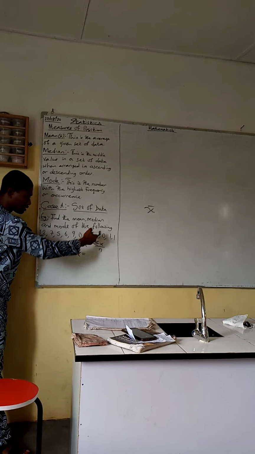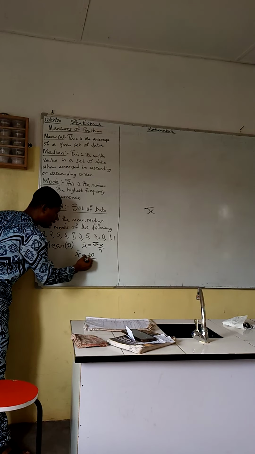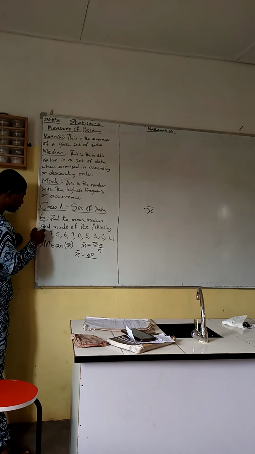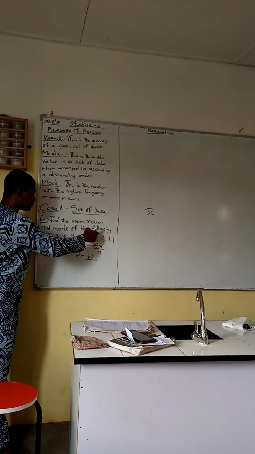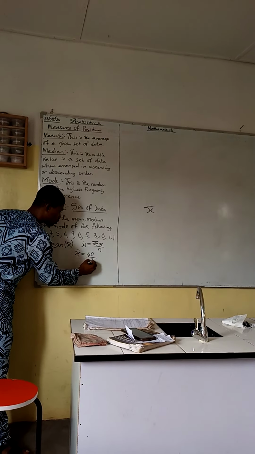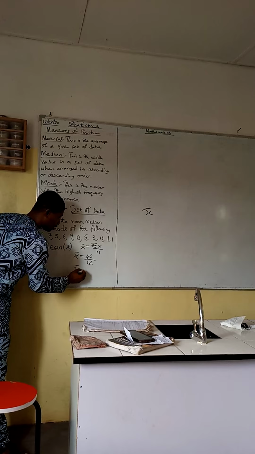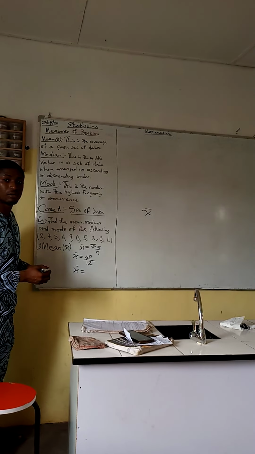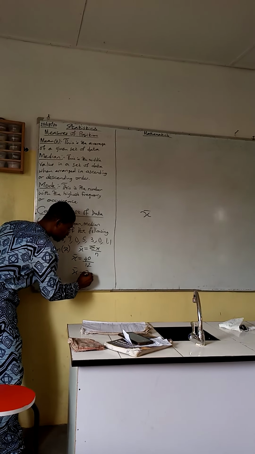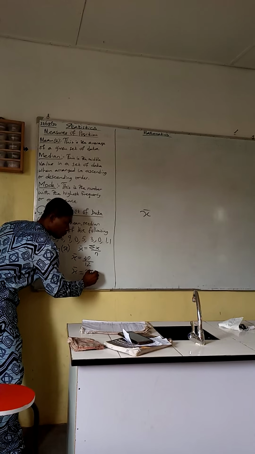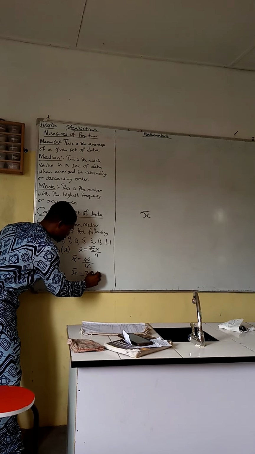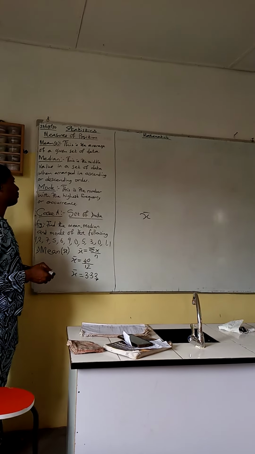Let's add it up. What does it give us? 40. Over how many are they? 1, 2, 3, 4, 5, 6, 7, 8, 9, 10, 11, 12. Over 12. Our mean therefore equals 40 divided by 12, which is 3.33. So this is our mean.